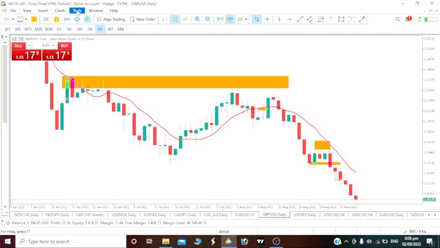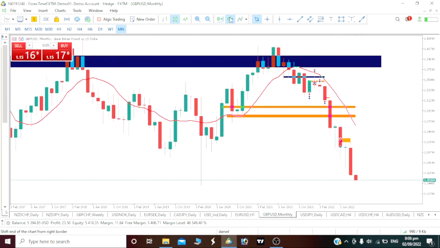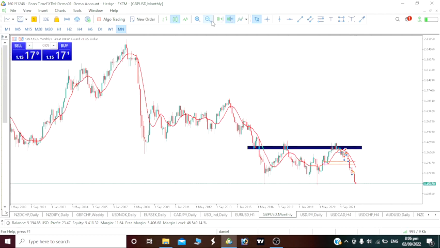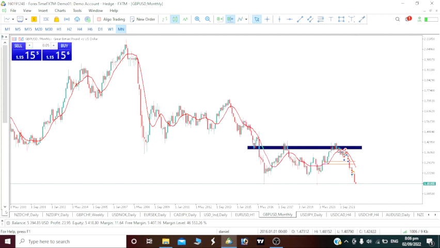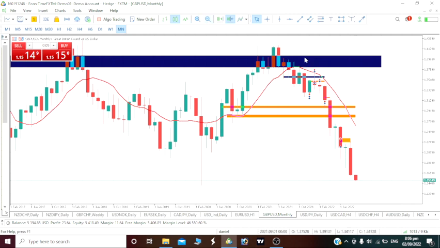Now let's see our GBP USD. By the way, we will start with our monthly time frame. Full trend on our GBP USD monthly time frame. We are actually on a downward trend, right? See a huge impulse movement downward. So if we are to trade it on our monthly time frame, we are actually to go short on our GBP USD.